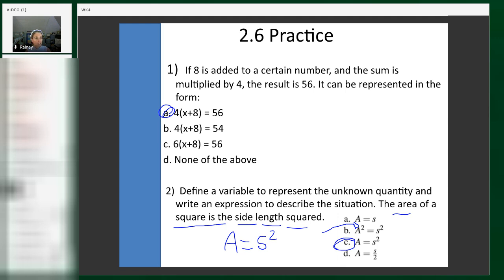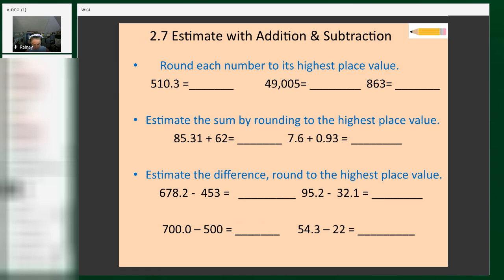Let's go on to our estimation here. Next on your paper, we are at chapter 2, lesson 7 right here, like the middle. Pretty easy, y'all. This is like so super review. Round each number to the highest place value. So your highest place value is obviously going to be the highest place that's valued on the page. So go ahead and do those first 3. Just round those real quick, then we'll check it.